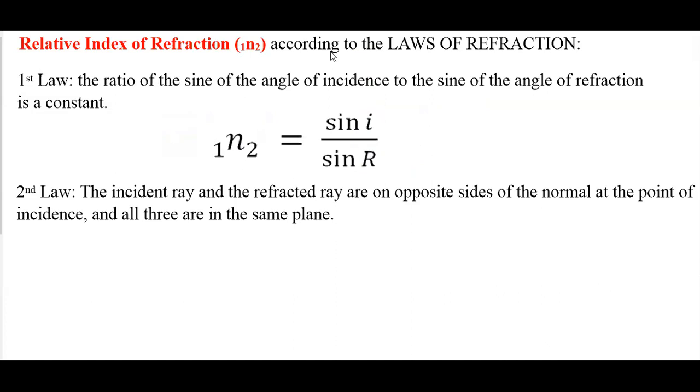But in reality, they should refract in such a way that this value will not change. The second law just says that they're all coplanar. The incident ray and the refracted ray are on opposite sides of the normal at the point of incidence, and all three are in the same plane. They're not going to suddenly jump up into the Z direction unless something's already in the Z direction. So typically, you just have to worry about the first law.